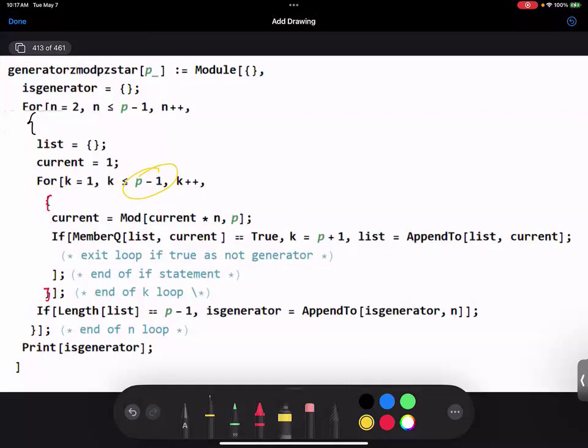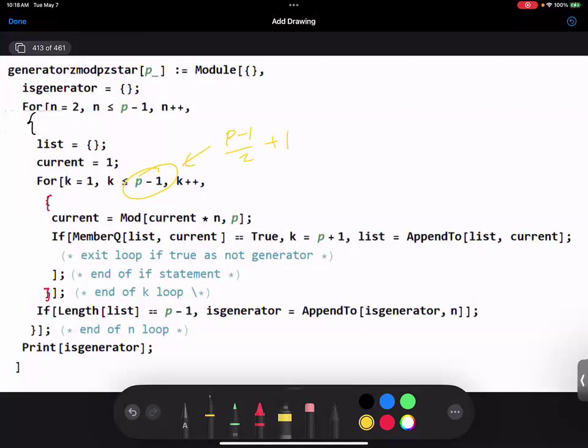Divided by p minus 2? I don't have to go up to p minus 1. I just have to go up to p minus 1 over 2 plus 1. If all of those elements are distinct, then I've just shown that my number has to have order greater than p minus 1 over 2. And then the only thing that can be is p minus 1. So I don't have to check all the way up to p minus 1.